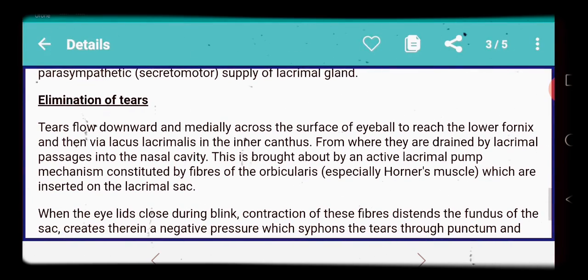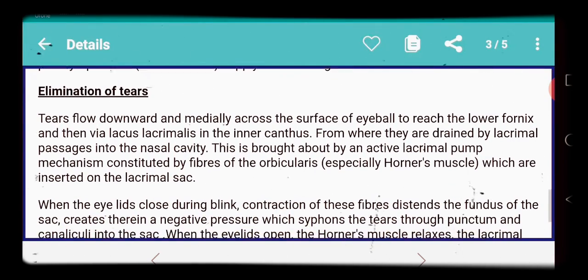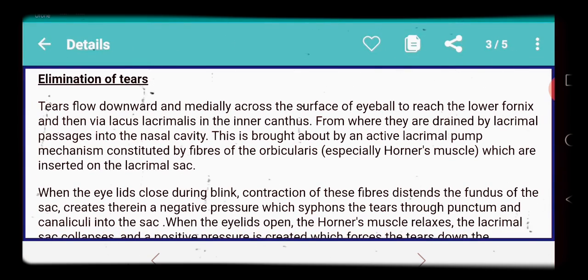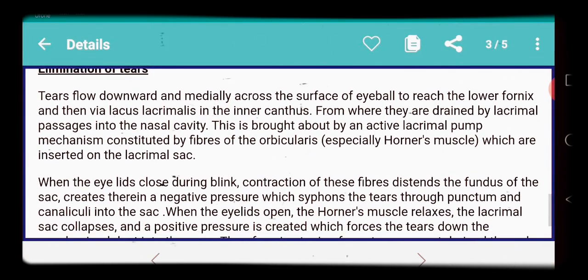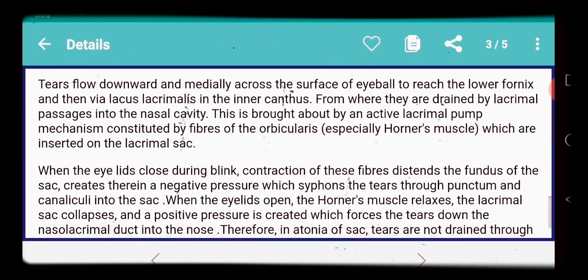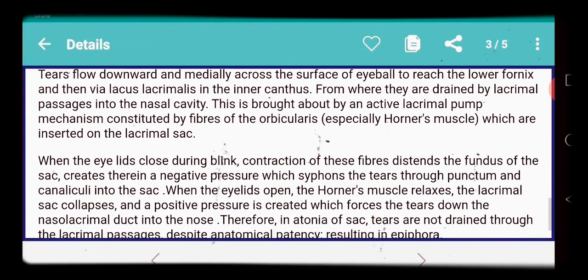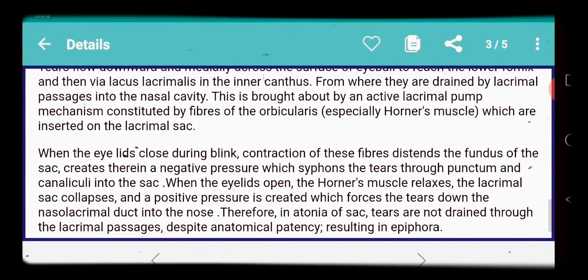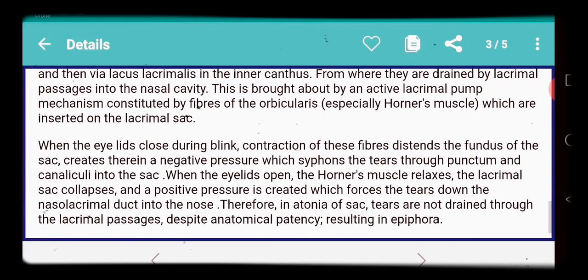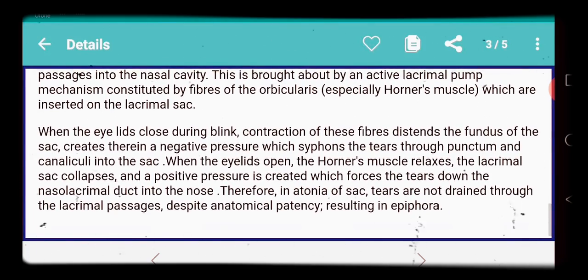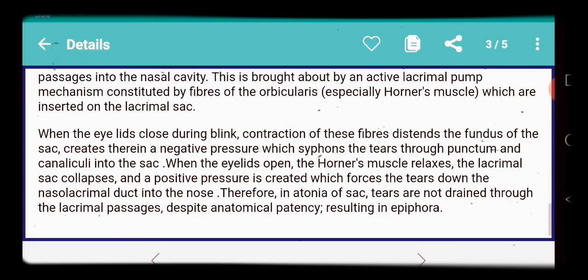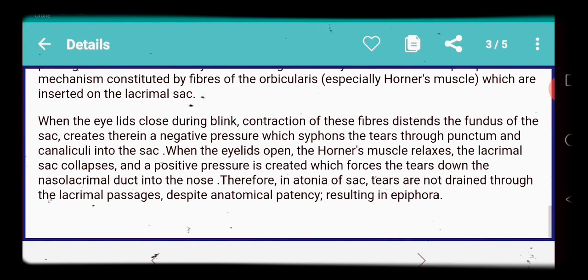Elimination of tears. Tears flow downward and medially across the surface of the eyeball to reach the lower fornix and then via lacus lacrimalis in the inner canthus, from where they are drained by lacrimal passages into the nasal cavity. This is brought about by an active lacrimal pump mechanism constituted by fibers of the orbicularis, especially Horner's muscle, which are inserted on the lacrimal sac.